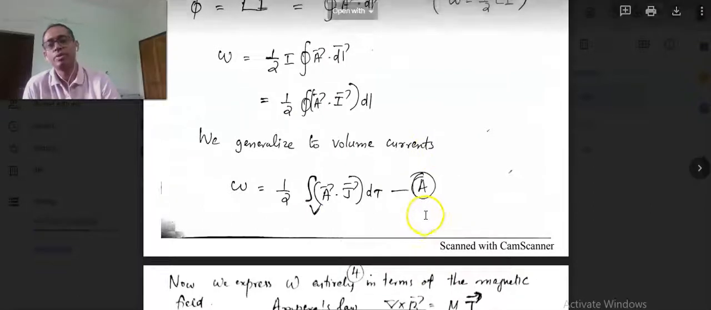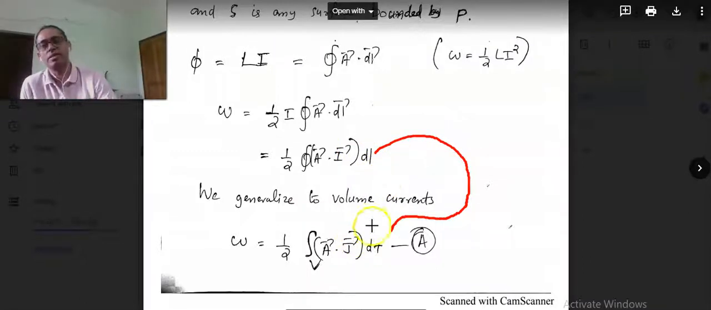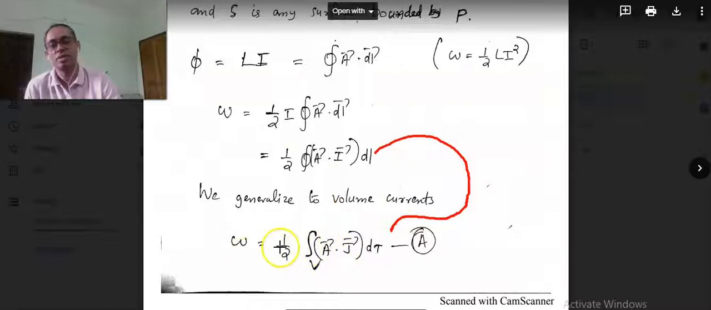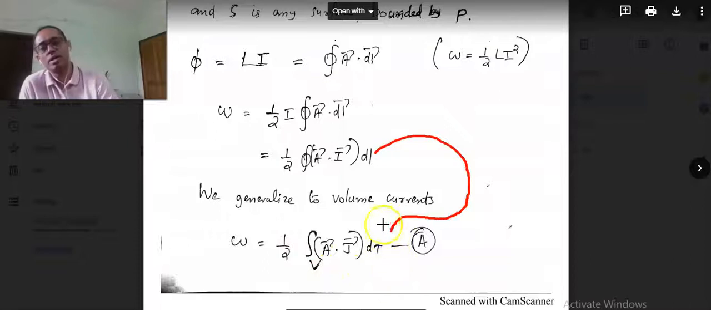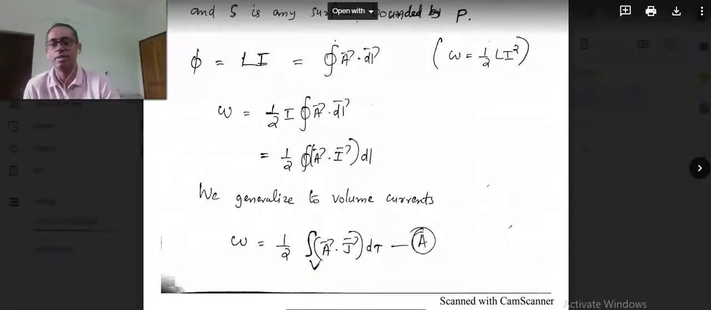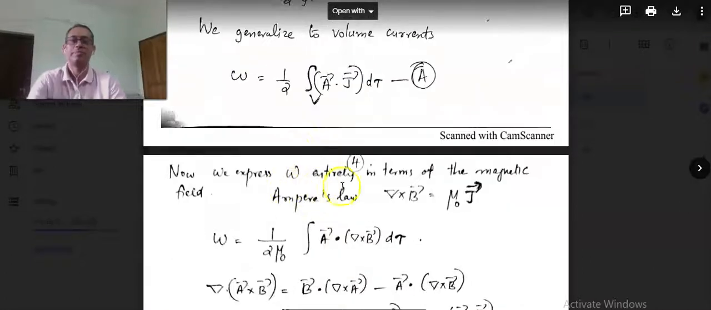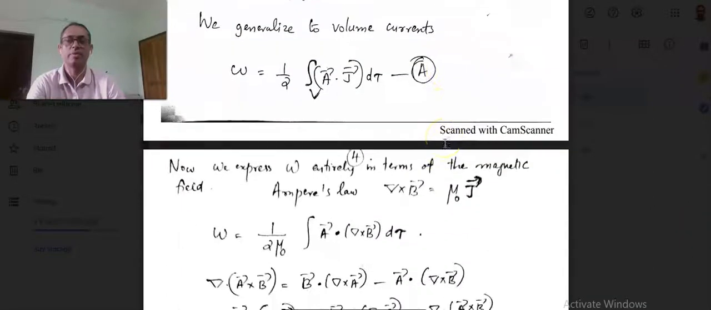Now we generalize this expression for the volume current. This is for some linear current like this. We are writing this for the volume currents. So W is equal to half the volume integral of A dot J d tau. So from this expression, I got this equation A.